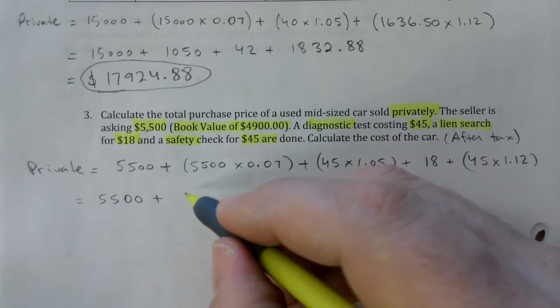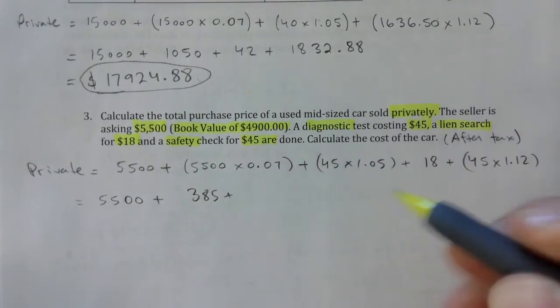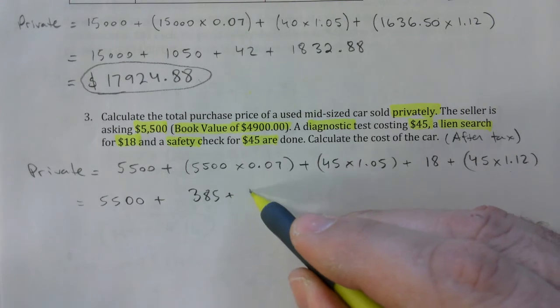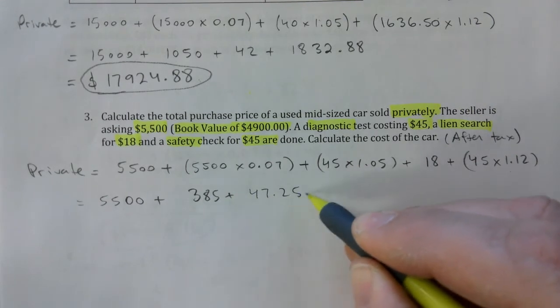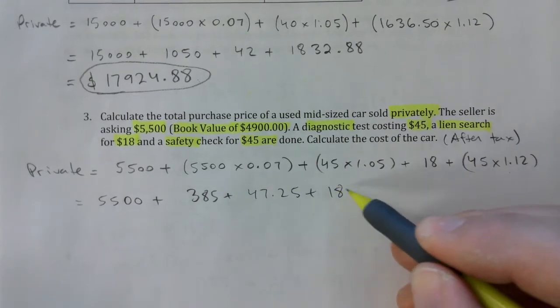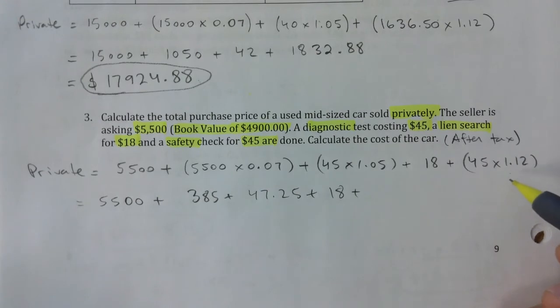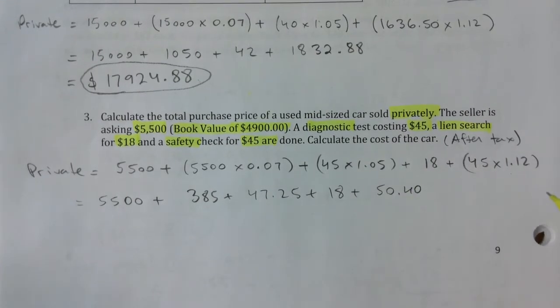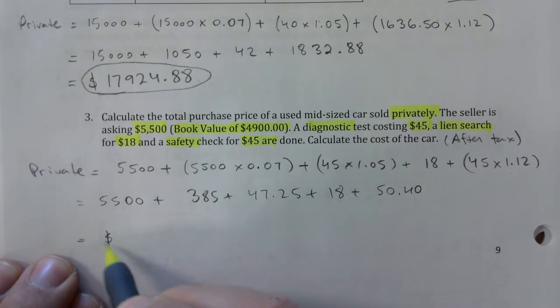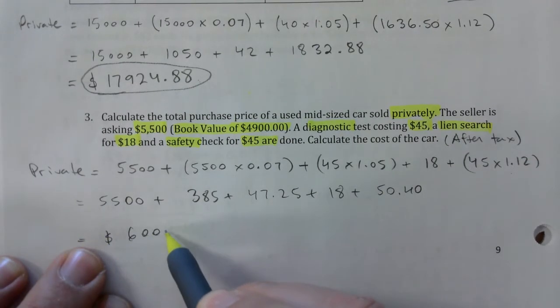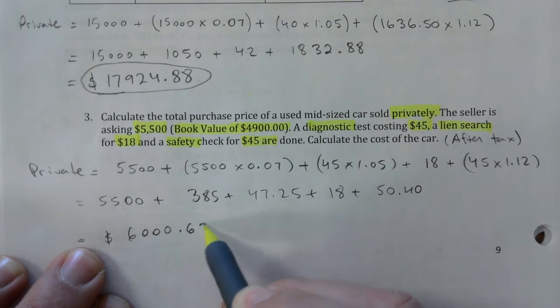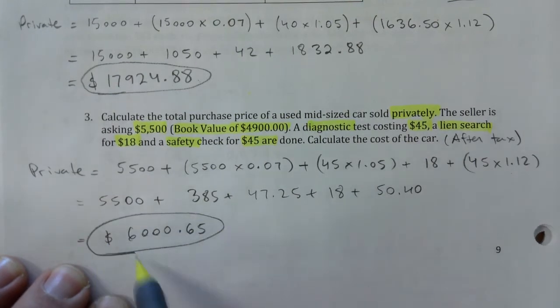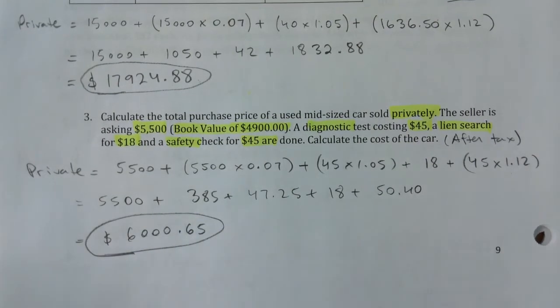This gives you 385. This gives you 47.25. 18 is just 18, and then this last one is $50.40. Okay, that gives you a grand total of $6,065. That's your final answer there.